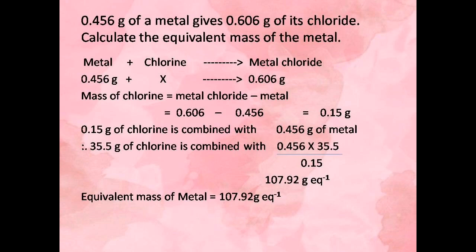Metal weight is 0.456 gram. Therefore 35.5 gram of chlorine, where 35.5 is the equivalent mass of chlorine, is combined with, so 0.456 into 35.5 divided by 0.15, and we get the answer 107.92 gram equivalent. This is the equivalent weight of the metal, because the 35.5 on the left hand side is the equivalent weight of chlorine, so the answer we get is also the equivalent weight of the metal only. So 107.92 is the equivalent weight of the metal.